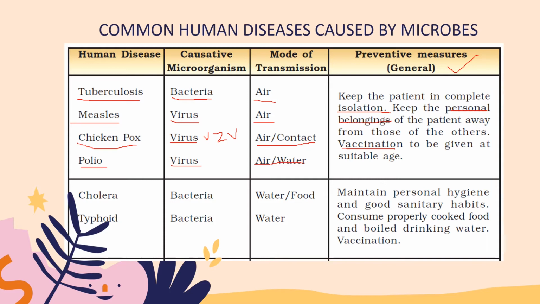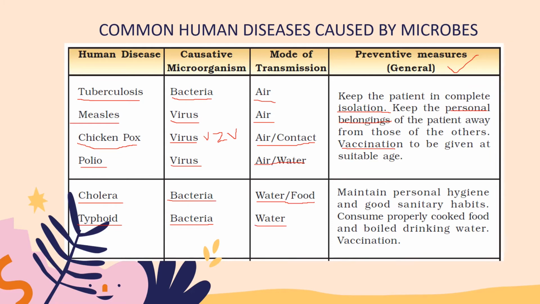Let us now discuss the other two diseases. So the next one is cholera. It is caused by bacteria and the name of the bacteria is Vibrio cholerae. The mode of transmission of the disease is water or food. Another disease in this bracket is typhoid. It is again a bacterial disease caused by the bacteria Salmonella Typhi, and it is transmitted through water.